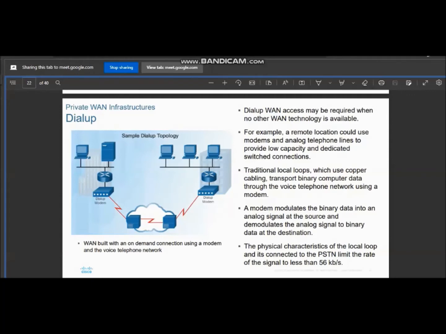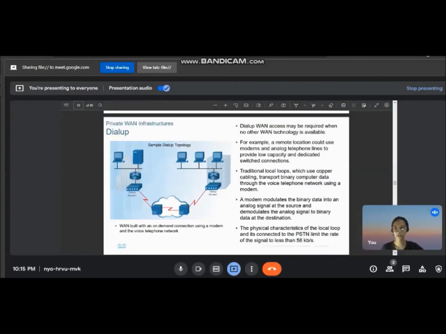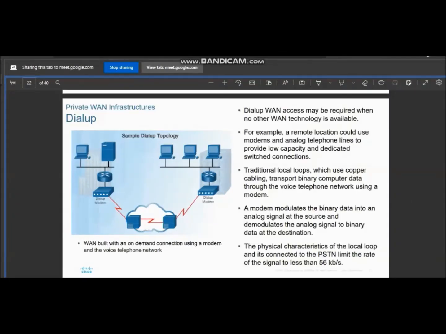Next is the dial-up. Dial-up WAN access may be required when no other WAN technology is available. Traditional local loops, which use copper cabling, transport binary computer data through the voice telephone network using a modem. For example, a remote location can use modems and analog telephone lines to provide low-capacity and dedicated switched connections.